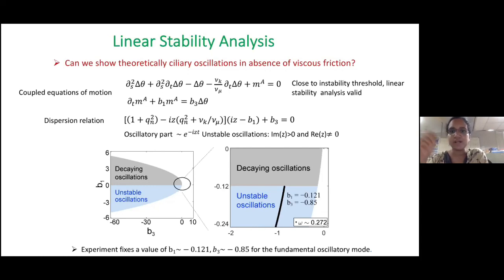For example, you could have something which depends on rate of change of tangent angle, or you could have non-linear, higher dependencies on the tangent angle and so on. But we didn't do that because this was more like a linear response, linear analysis, where you want to see whether simplest models can give you oscillations or not. That's all. Sure. Okay, thanks.